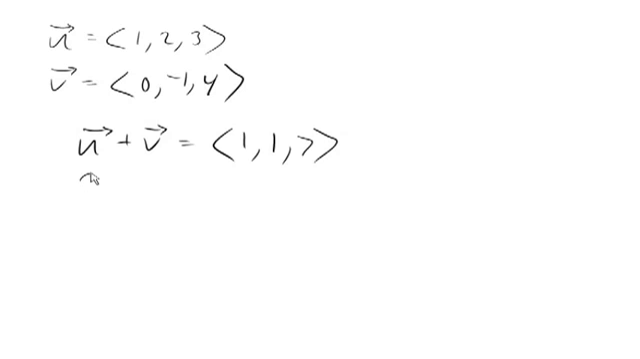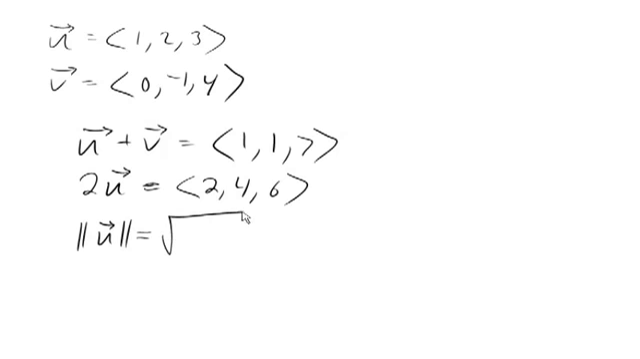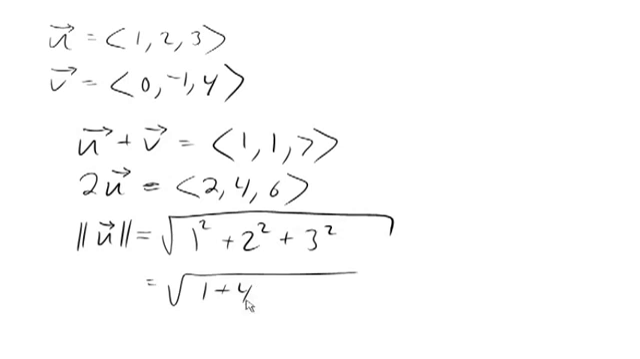Likewise, I could scale a vector. If I wanted to find 2u, I can simply scale each component of that vector by 2 units. If I need to find the magnitude of a vector, the double bars here meaning magnitude or length of the vector, then we can basically use the distance formula to find the length of the vector. It's going to be the square root of the sum of the squares of the components. So 1 plus 4 plus 9 here, or root 14, as the magnitude of that vector.